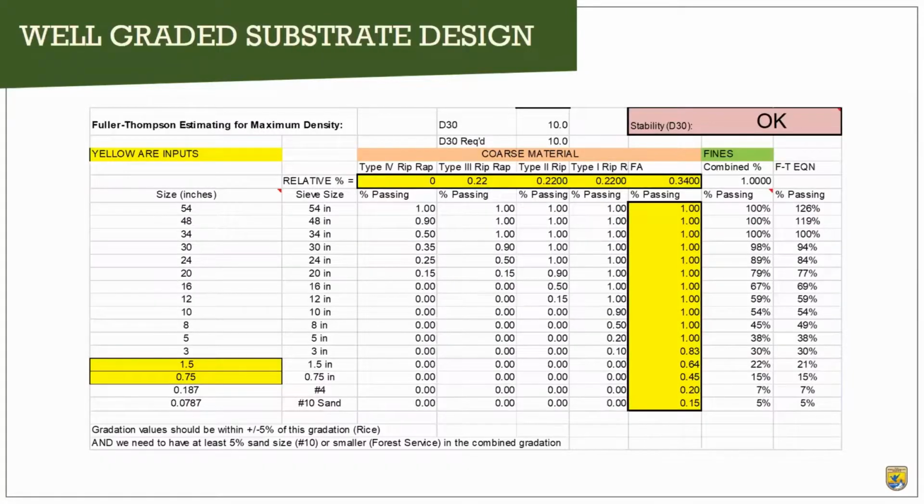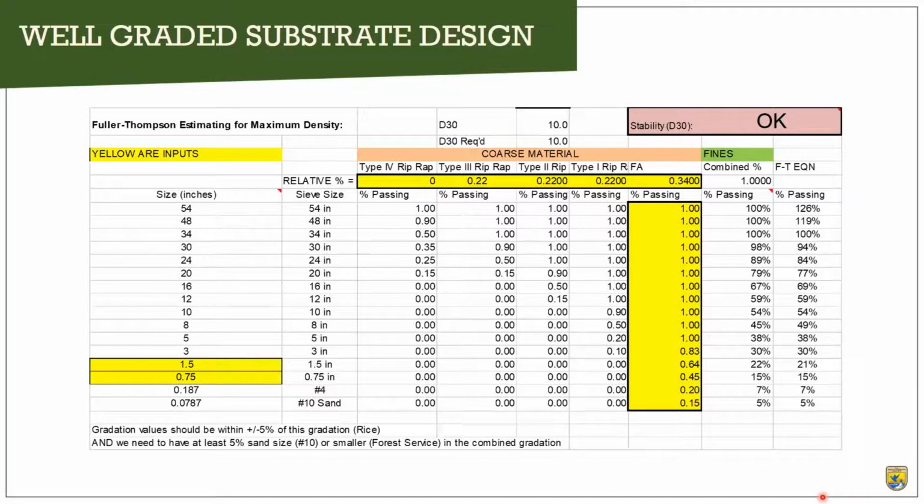But we want to also make sure that the substrate that we put in our culverts is well graded. The well graded substrate means that we're going to achieve maximum density, and that's going to help keep our water on the surface of our substrate. So when we're using riprap from the Alaska Department of Transportation specification, these are very uniformly graded materials. So we're going to have to mix different types of riprap to get a well-graded riprap. And then we're going to have to add fine material.